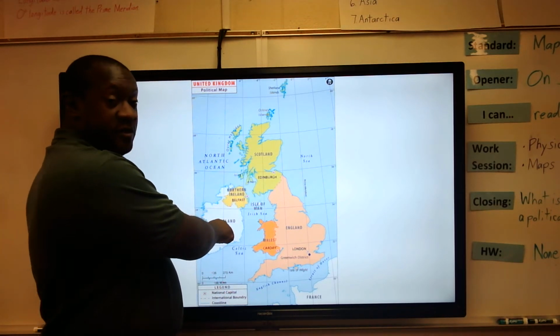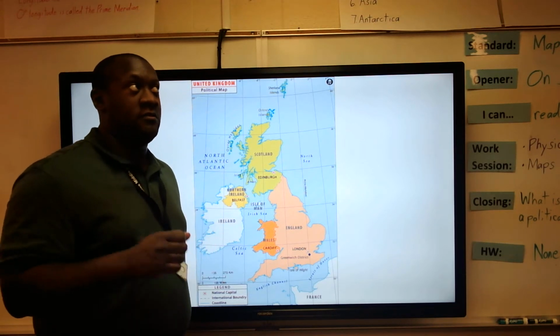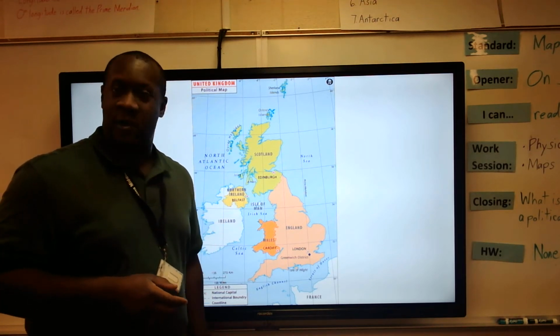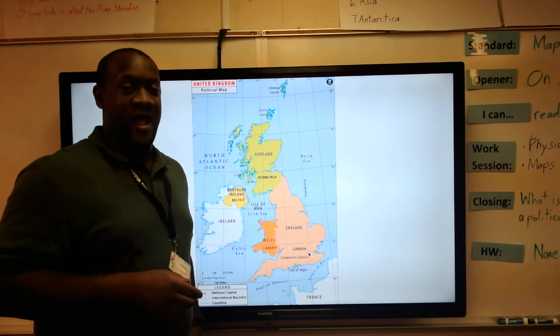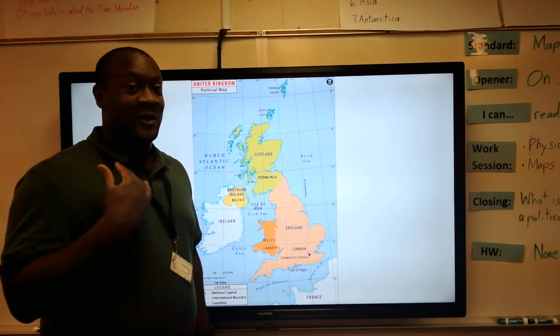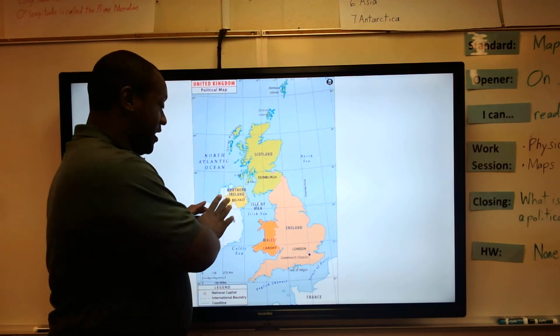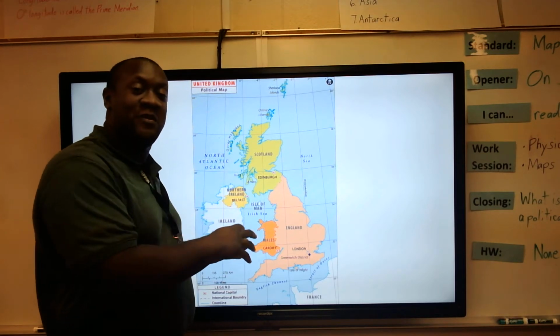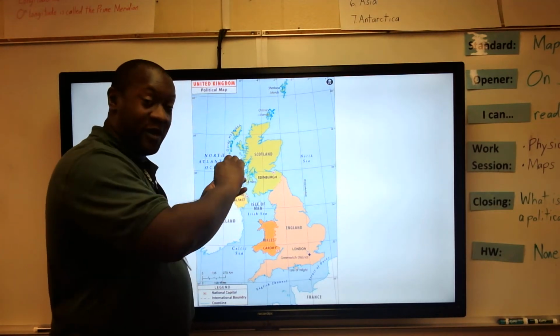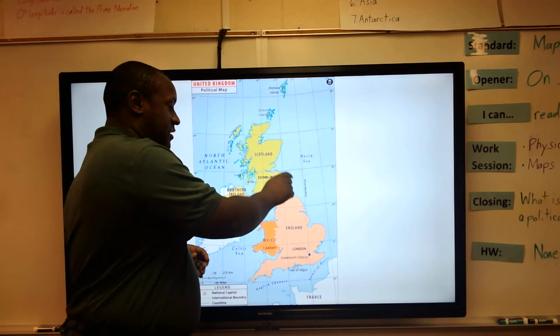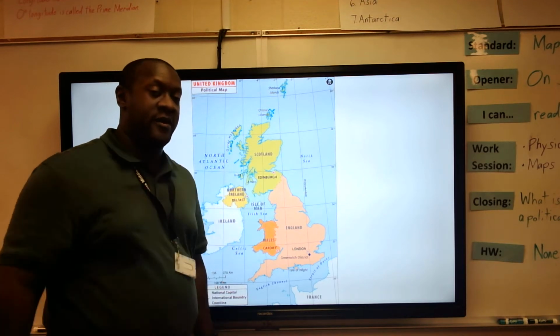Now, see Ireland over here? Ireland is not a part of the United Kingdom. Do not say that Ireland is part of the United Kingdom. That will really offend them. There's a lot of history right there. Ireland is its own separate country. But the United Kingdom is made up of 4 countries together. Scotland, England, Wales, Northern Ireland.